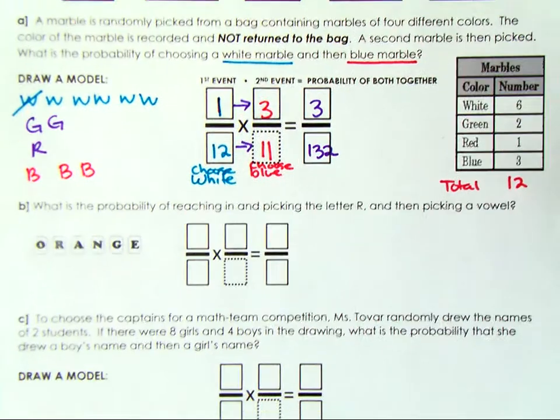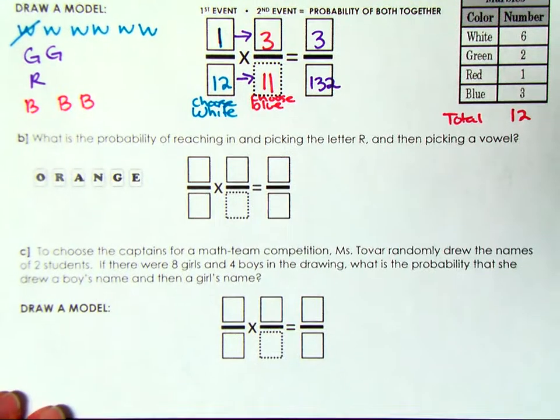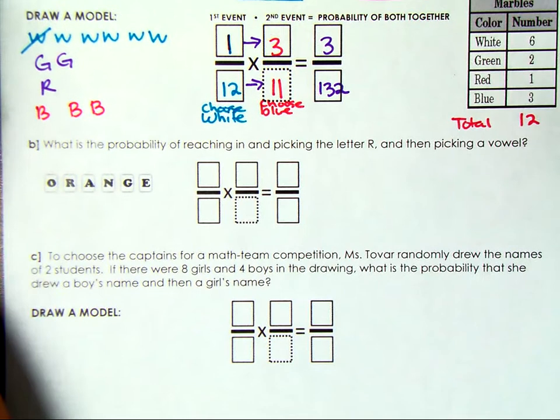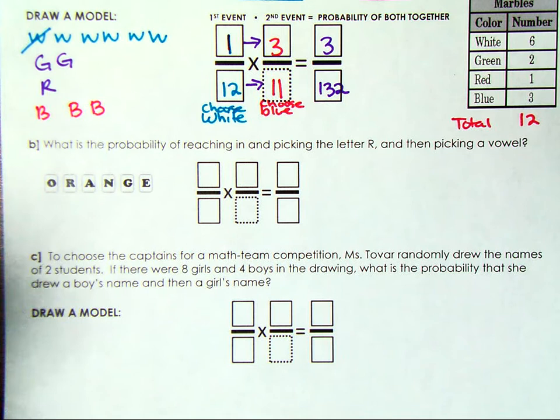Okay, so this is why we're always telling you to take your time, reread, double check your work. All right, let's look at two more and then get you some independent practice. What is the probability of reaching in, picking out the letter R, and then picking a vowel?